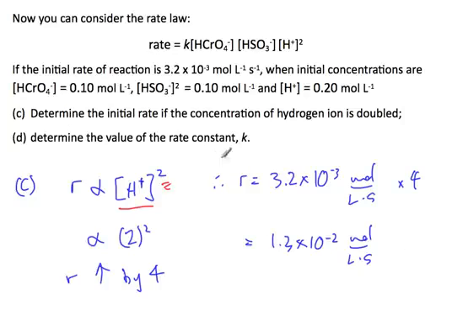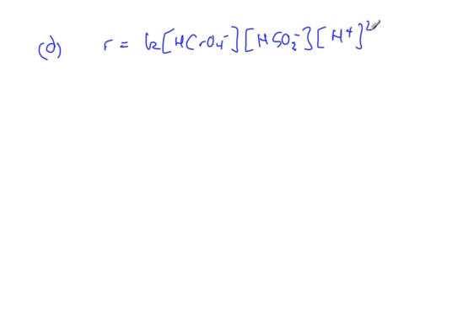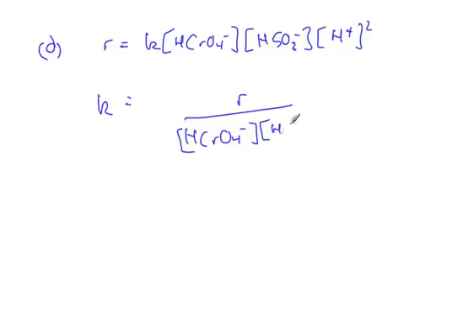Now, how about determining the value of the rate constant? This is pretty important because we do have to look at the units here. This is where units become important. So let's look at the rate constant. If you remember, our rate equation is R equals K, hydrogen chromate, hydrogen sulfite, hydrogen ion squared. And so what we're looking for is K. So we can isolate K. K equals R over all of these ions, and it's still a concentration. And we have all that information, so it's simply a case of plug and play.